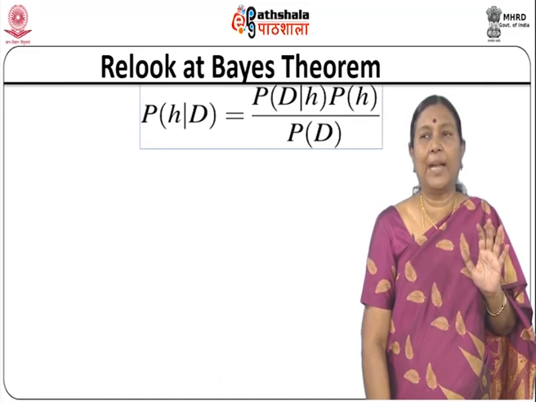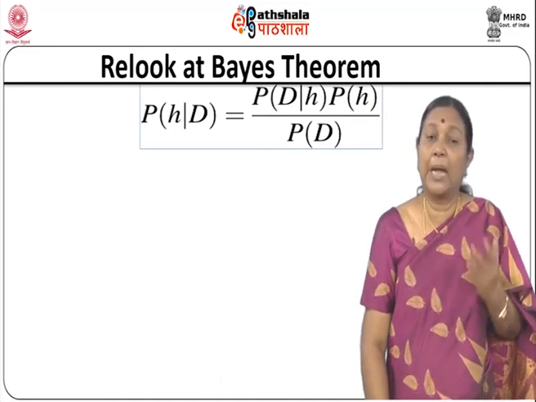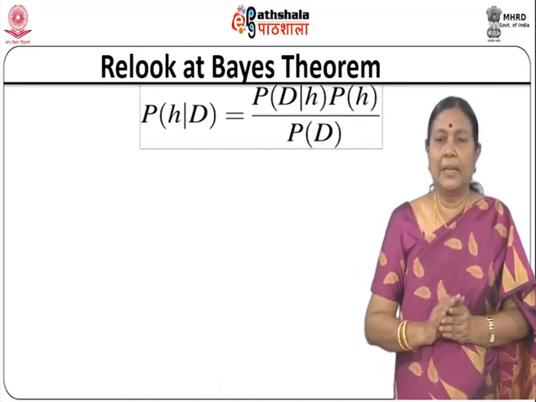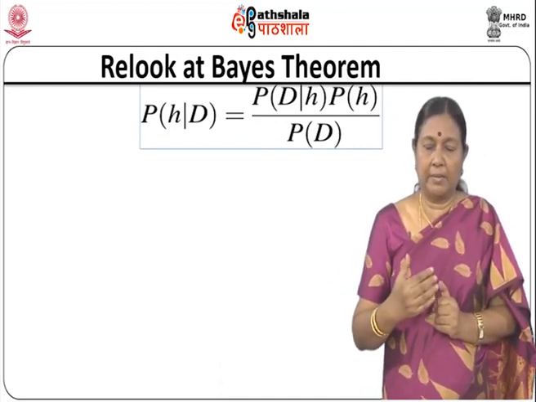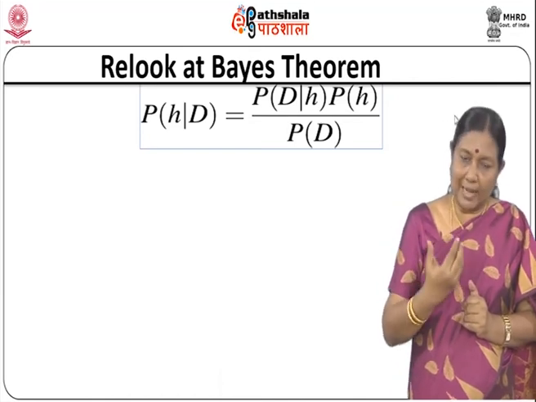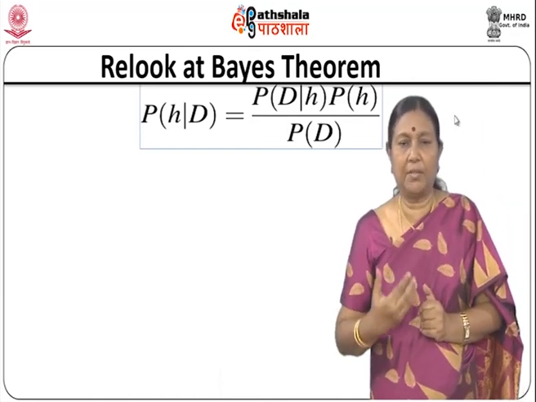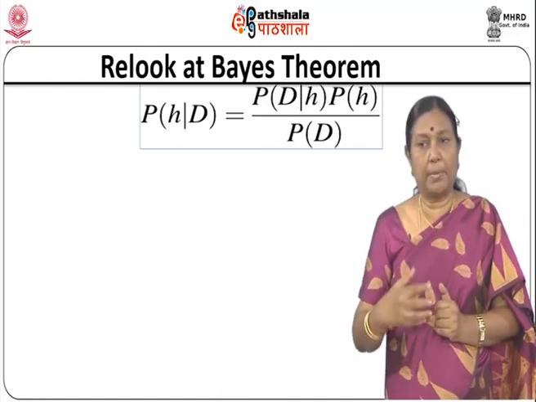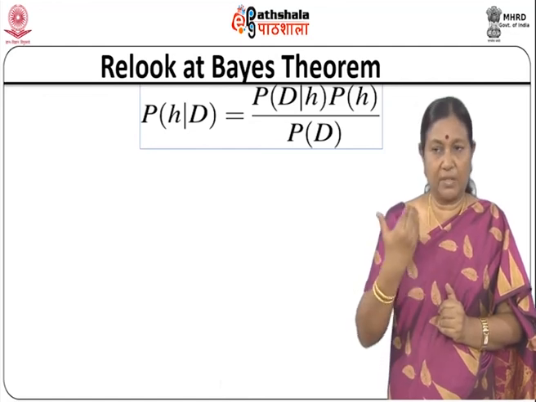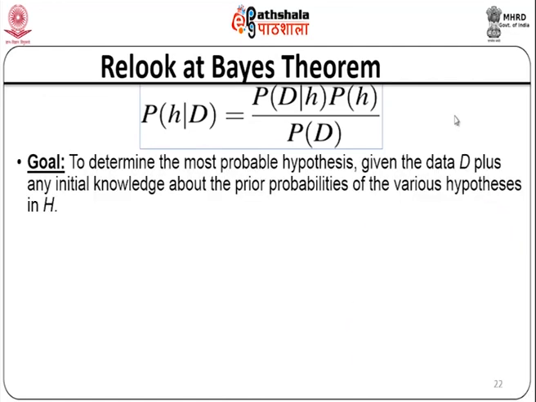Now, let us just relook at the Bayes theorem from the hypothesis viewpoint. Just assume D is the data samples and H is the hypothesis. So, the probability of the hypothesis given the data samples can be found out by the likelihood of the data given the hypothesis times the probability of the hypothesis, divided by the evidence of the data. The goal is to determine the most probable hypothesis given the data plus any initial knowledge about the prior probabilities of the various hypotheses that are available in H. That is the total set.